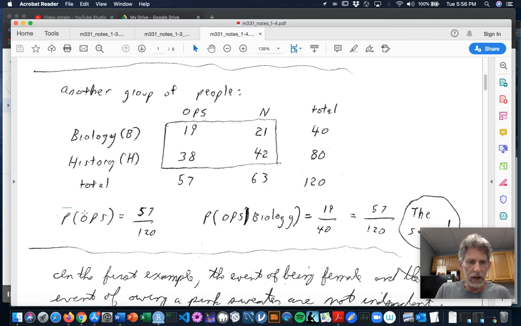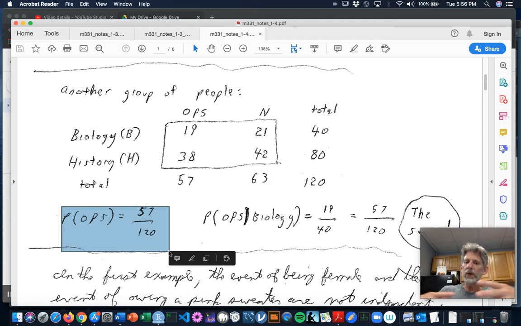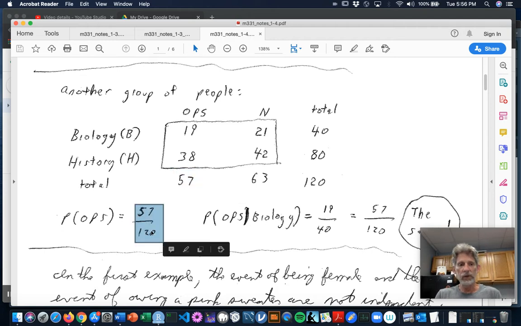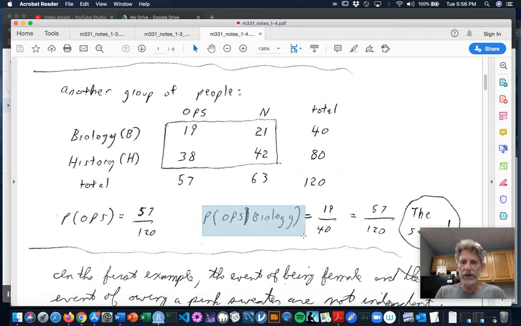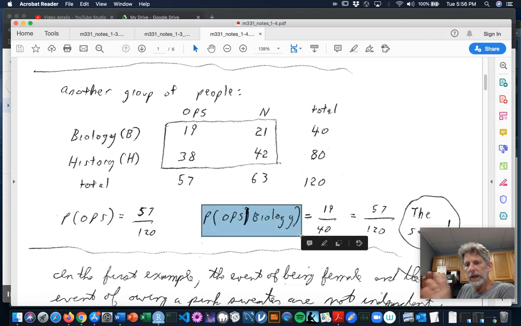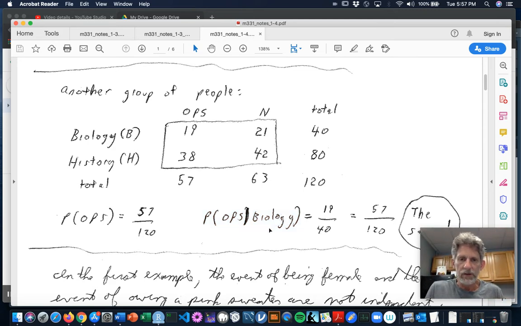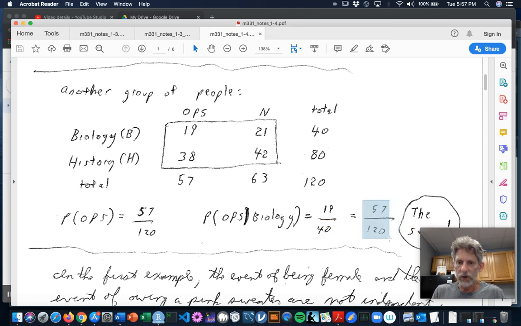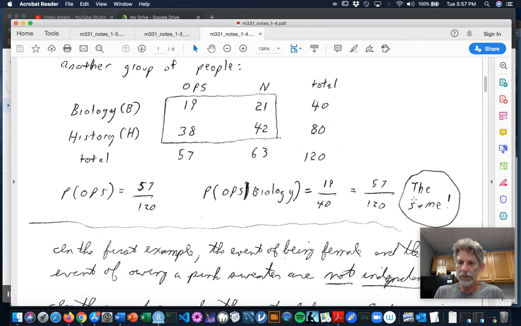So let's find the probability, if we pick a person at random, that they would own a pink sweater. There's a total of 57 people who own a pink sweater out of the 120, so 57 out of 120 is your chance. Now let's go for a conditional probability: the probability that you own a pink sweater if you know the person is a biology major. Then we focus in on the biology majors. There's 40 of them, and 19 of them own a pink sweater, so that probability is 19 over 40. If you multiply the top and the bottom of that fraction by 3, you get 57 over 120. So it is the same probability.